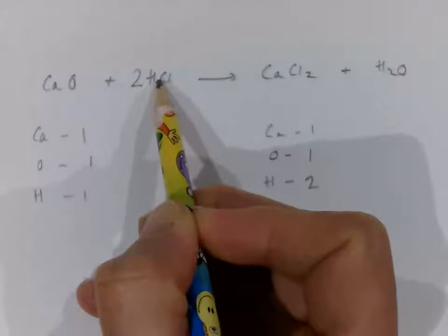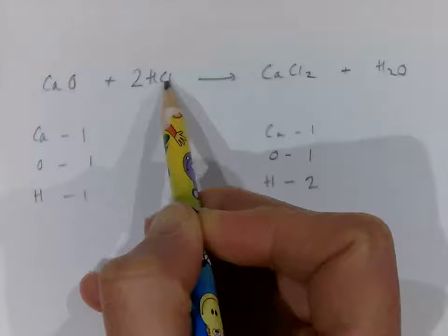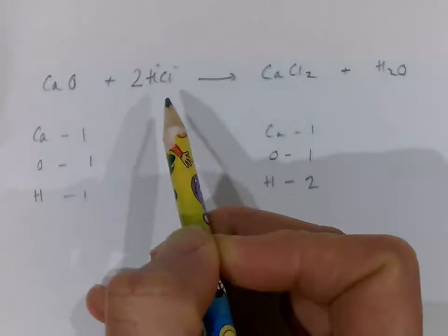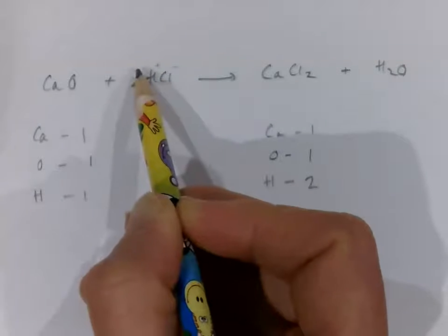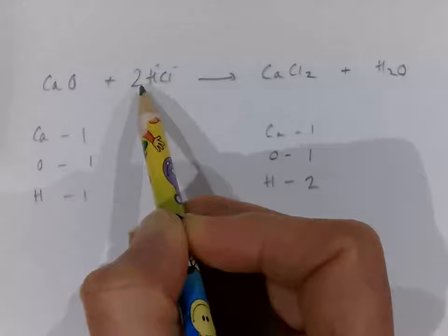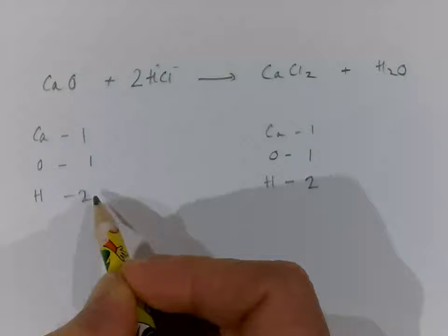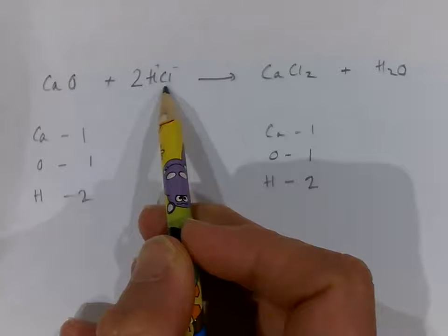I can't just put a little 2 here, because hydrogen and chlorine always bond in a 1-to-1 ratio, because hydrogen is a +1 and chlorine is a -1. So I can't put a 2 here, otherwise my charges won't balance. So the only way I can do this is putting a big number in front, which means that I now have 2 hydrogens. However, I've now increased the number of chlorines as well.